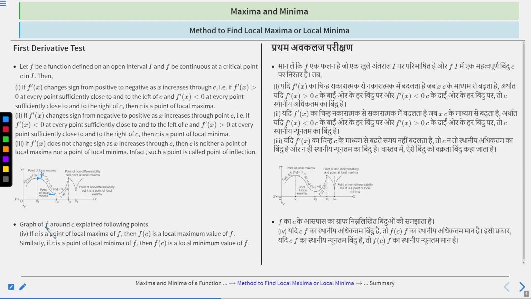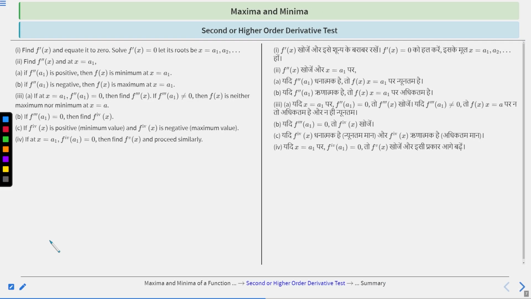Now, the graph of f around c explains the following points. As we have discussed, if c is a point of local maxima of f, then f(c) is the local maximum of f. Similarly, if c is a point of local minima of f, then f(c) is the local minimum of f. You have to remember this. This was the first derivative test to find local maxima or local minima.